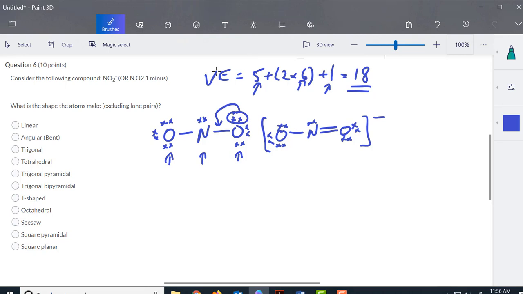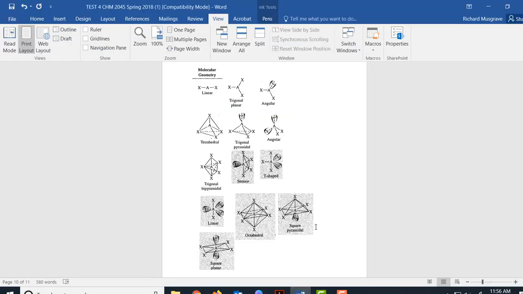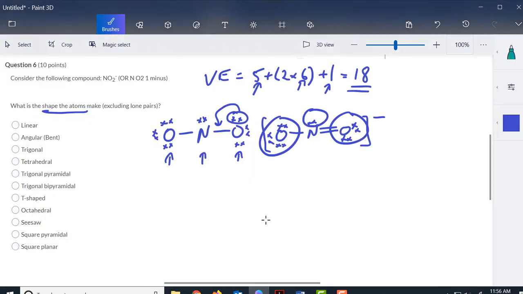Now we're interested in the shape of the atoms. Now the overall shape, I can tell you, is going to be based upon this, this, and this, which would be 3. So if we were looking for the overall shape, which we're not here, it would be trigonal planar, because it's got 3 objects around it. But we're not interested in that. We're actually interested in the shape of the atoms here.